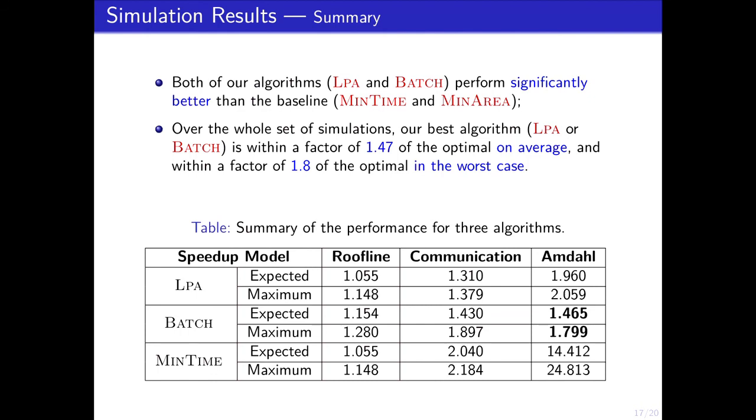Now, to summarize the simulation results, both of our proposed algorithms perform significantly better than the 2 baseline algorithms. Overall, our best algorithm is within a factor of 1.47 of the optimal on average, and within a factor of 1.8 in the worst case, throughout the whole set of simulations we have conducted. The table here shows the average and worst case ratios of the 2 algorithms with the mean time algorithm for 3 speedup models. Note here that the mean area algorithm is not included because it has very bad performance for all the speedup models.